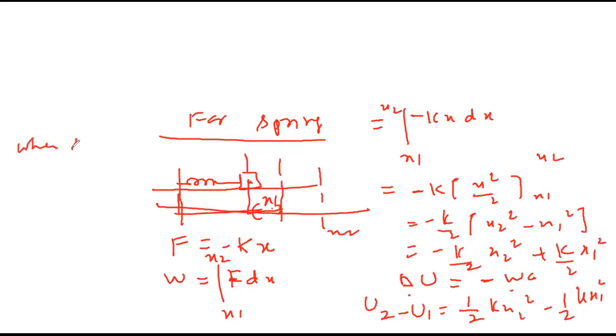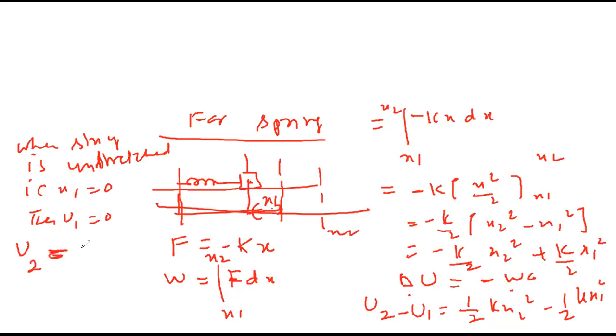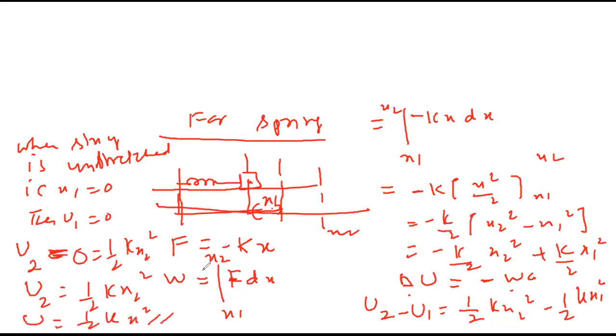But when the spring is unstretched, that is x1 equal to 0, then potential energy will be 0. So I can say U2 minus 0 equals half k x2 square, because the second term is 0. So half k x2 square, or in general from the start, half k x square is the potential energy stored in the spring. Now just write the last line. Did you understand the concept, what was the meaning?